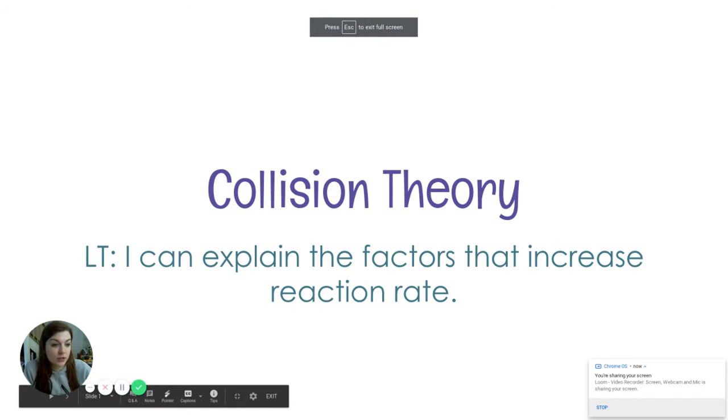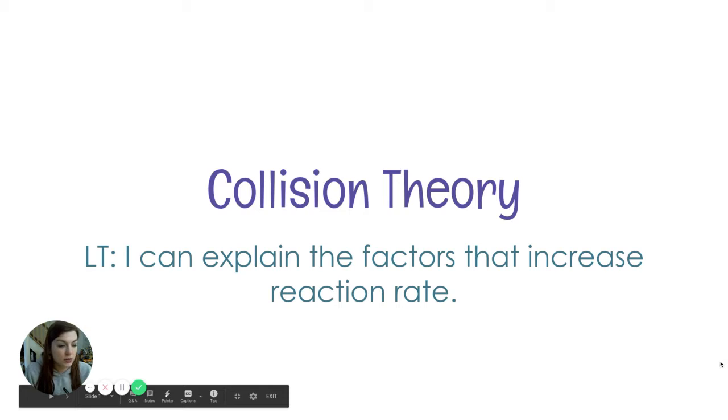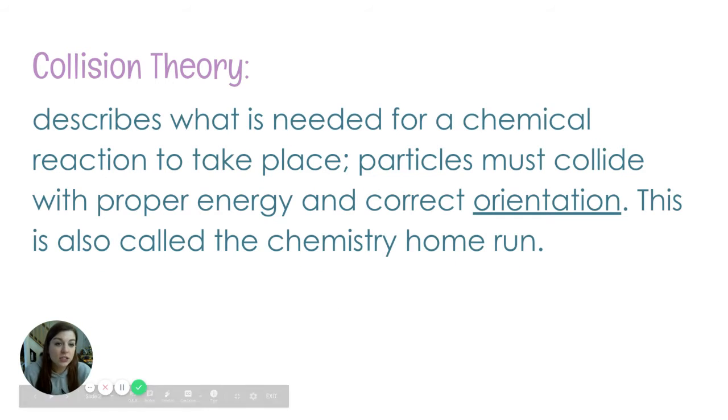All right, we are starting off with collision theory. Collision theory is going to explain to us the ways that we can increase reaction rate. So, collision theory describes what is needed for a chemical reaction to take place. We know that our particles must collide with proper energy and proper orientation.